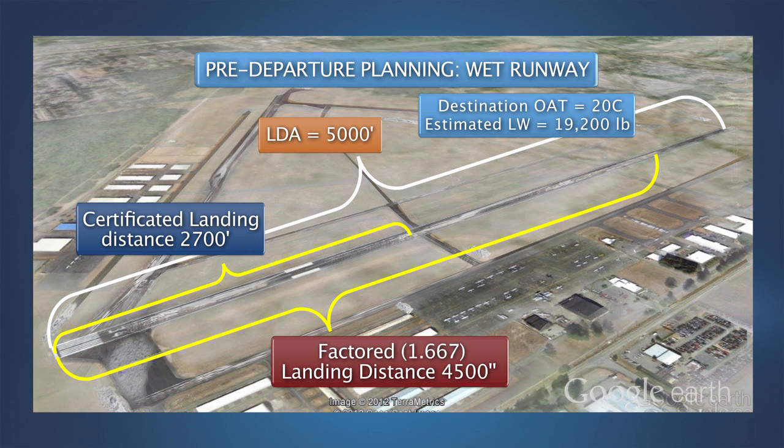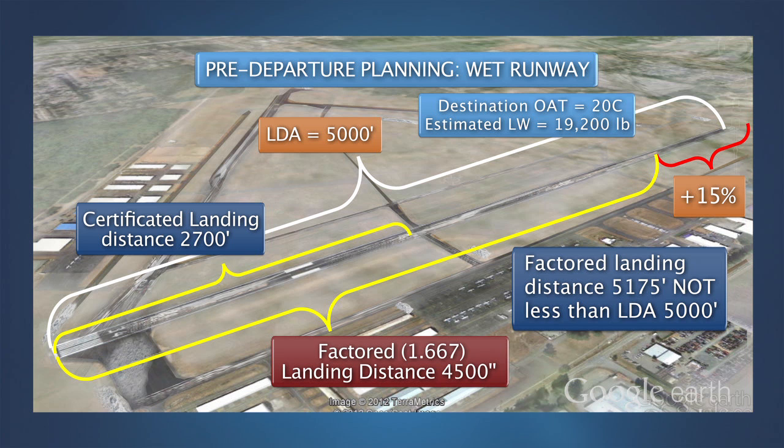However, if the runway is expected to be wet or slippery at the time of arrival, the operating rules require that the dry runway factored landing distance be increased by an additional 15%. In this example, our factored landing distance increases to 5,175 feet. Therefore, a 5,000-foot runway that is wet is no longer of adequate length for a planned landing weight of 19,200 pounds.